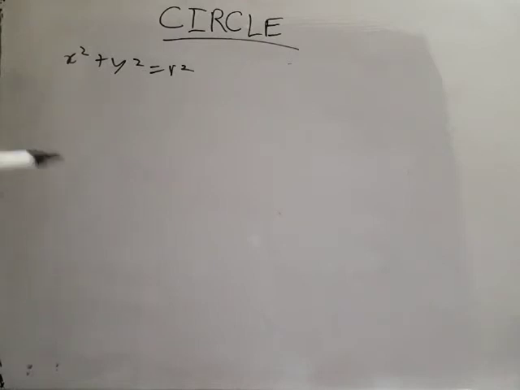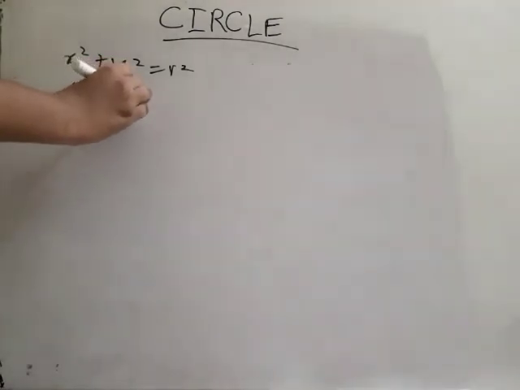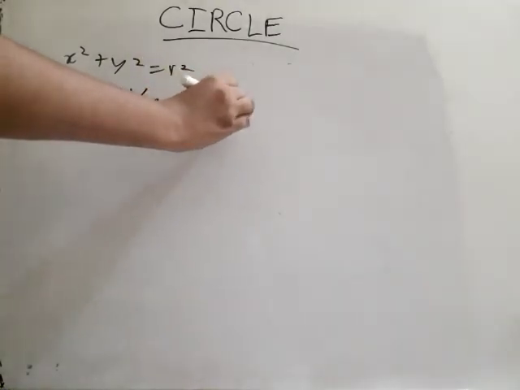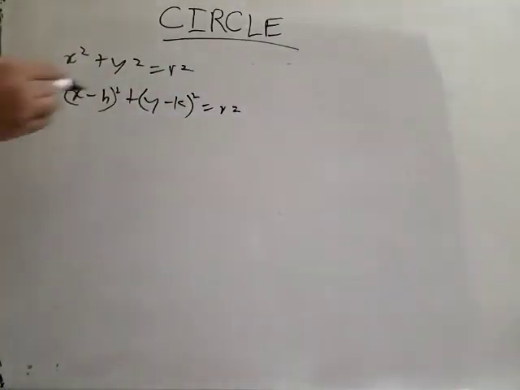If we have to find the equation of a circle which has center at another point, we just put x minus something, meaning h, whole square, plus y minus k whole square equal to r square. This was already told before, so it has come from this equation.